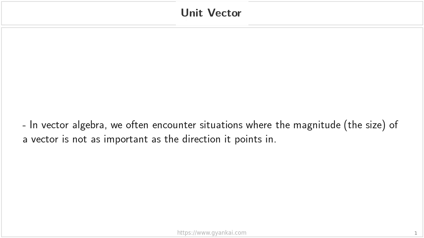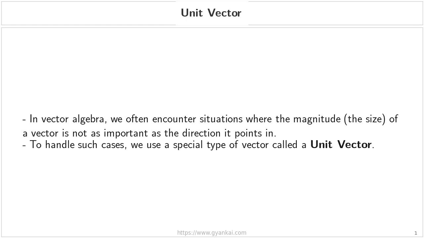Now, as you know from our previous lessons, a vector is defined by both its magnitude, which is its size or length, and its direction. However, in many advanced mathematical and physical problems, we often encounter situations where the actual size of the vector isn't the most important part. Instead, what really matters is the specific direction in which the vector is pointing. To handle these specific cases, we use a very special type of vector called a unit vector.